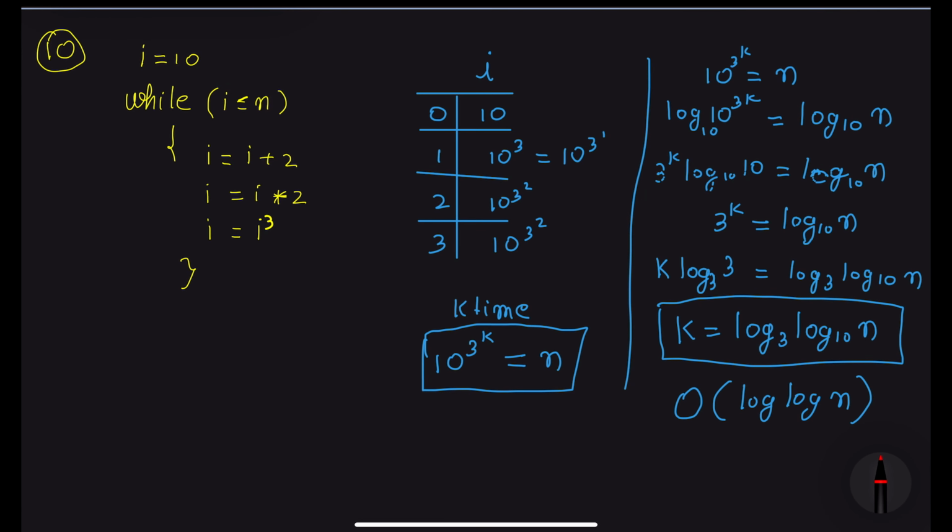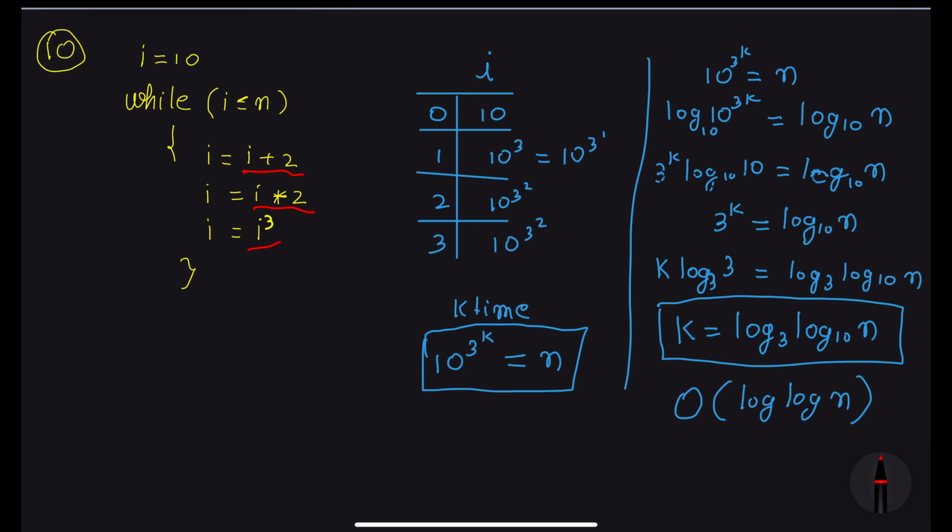Let's see another question. Here I have already solved the question because I want to show you how you can take log efficiently. Inside the while loop we have three statements: i equal to i plus 2, i equal to i into 2, i equal to i cube. If we compare the first two statements with the third statement, the first two statements will generate a lot smaller value as compared to i cube for a large number. So we will consider only i cube as the increment statement.